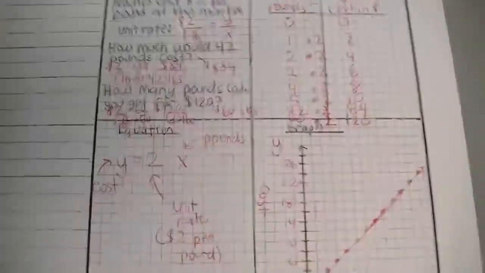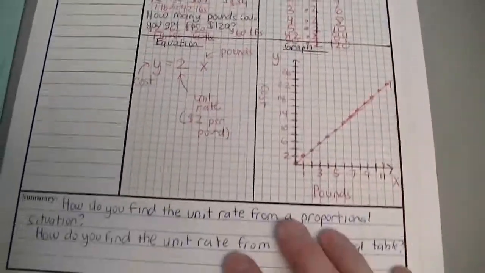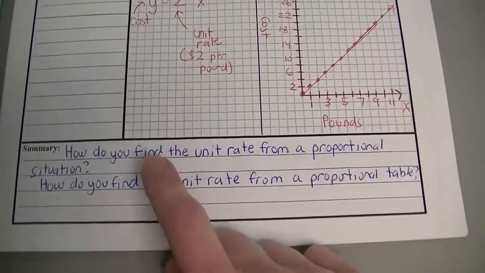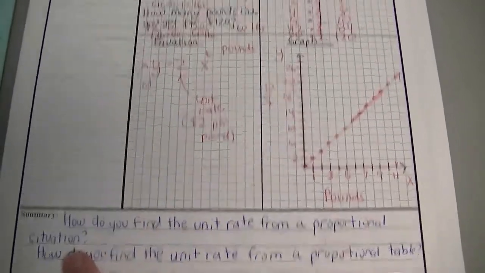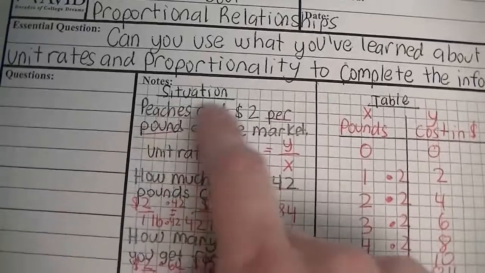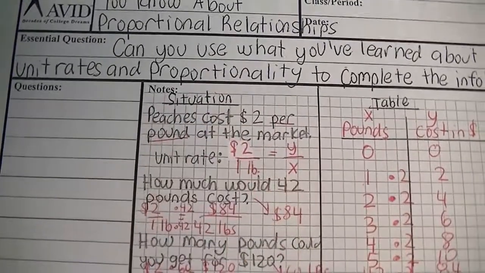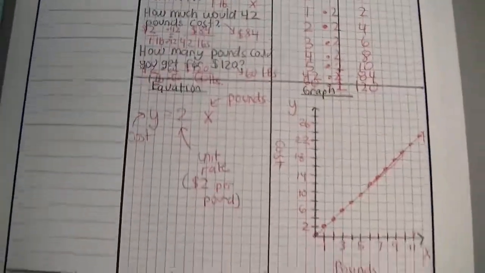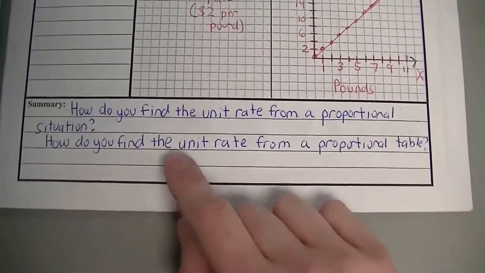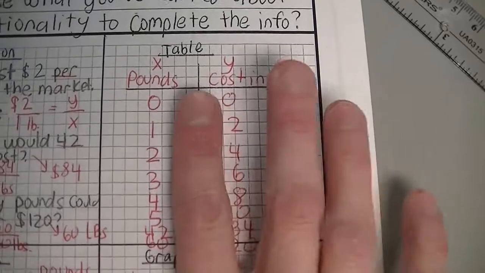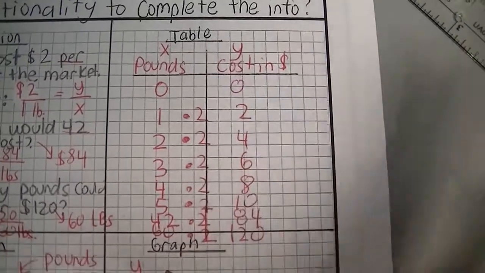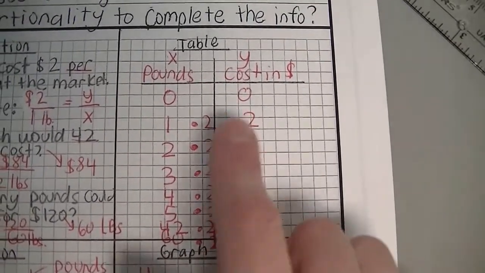Okay, so we filled out all 4 representations right here of this proportional relationship, and now it's time for the summary. How do you find the unit rate from a proportional situation? So from when you're given a proportional situation like this, how did you find the unit rate? Describe it. And the second summary question is, how did you find the unit rate from a proportional table? So looking at this table right here, if you were just given a table like this, and you're told it's proportional, how do you find the unit rate?